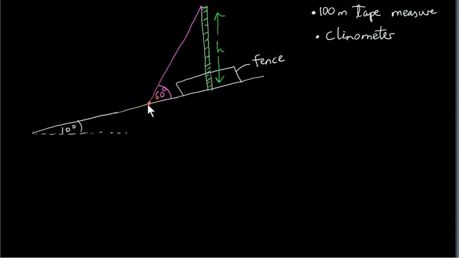The next thing you could do is mark off a distance of 100 meters on the ground. So make this distance 100 meters. And then take a sighting from here to the top of this object. Now here we should get a smaller angle than 60 degrees. Let's suppose that this angle here is 40 degrees. Now, what can we do with this information?